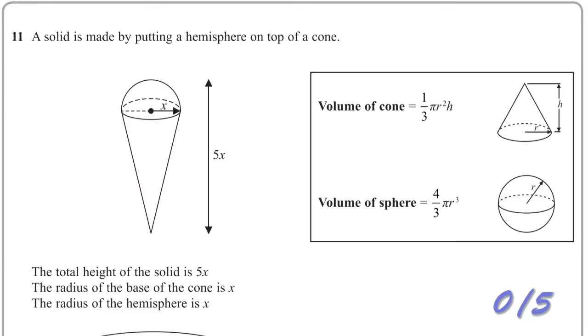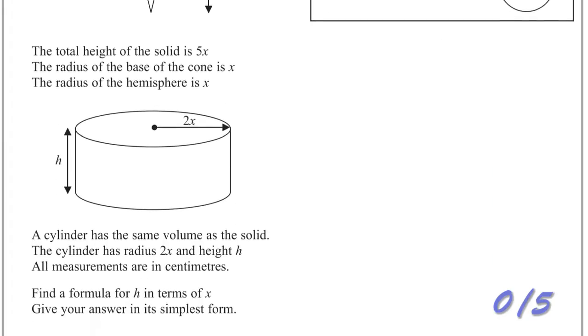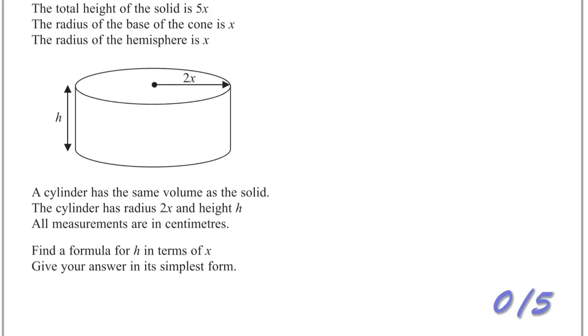Okay, question 11. You need to be pretty hot at your manipulating algebra for this question. There's a lot of it in there. They've given you some equations to use. It's also quite a tricky question just to know what to do. Reading through, we've got a solid. It's made up with a hemisphere and a cone. We've got another solid. We've got a cylinder. And they tell you, this is the big clue, the cylinder has the same volume as the solid.